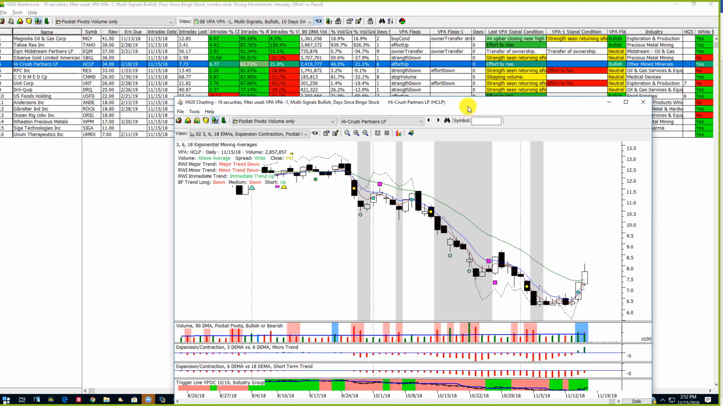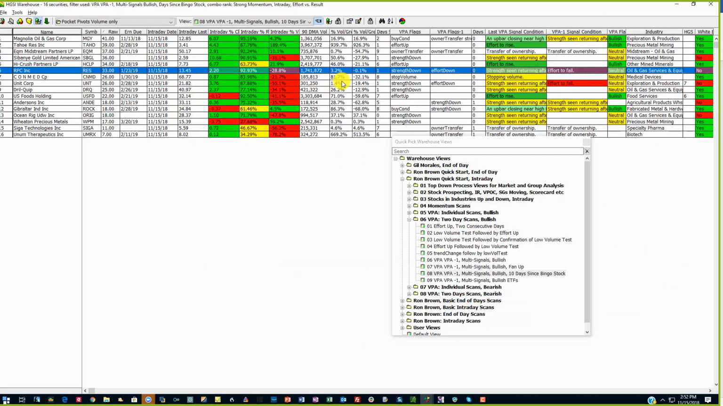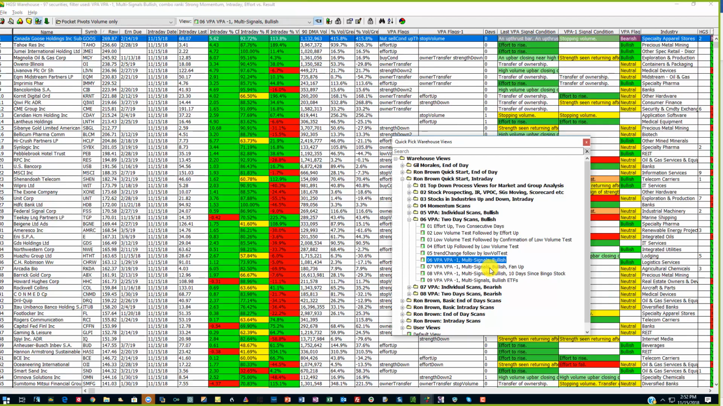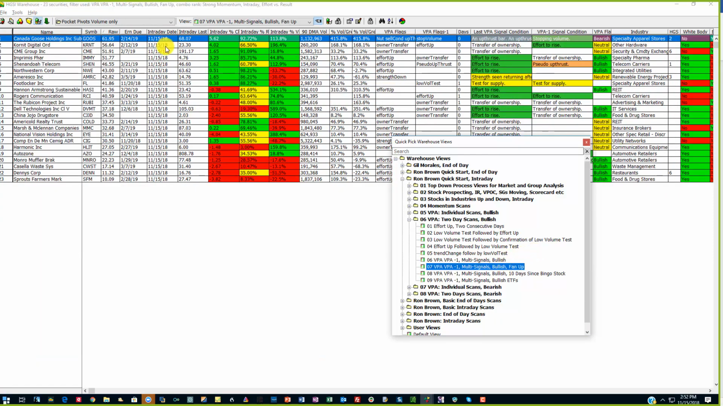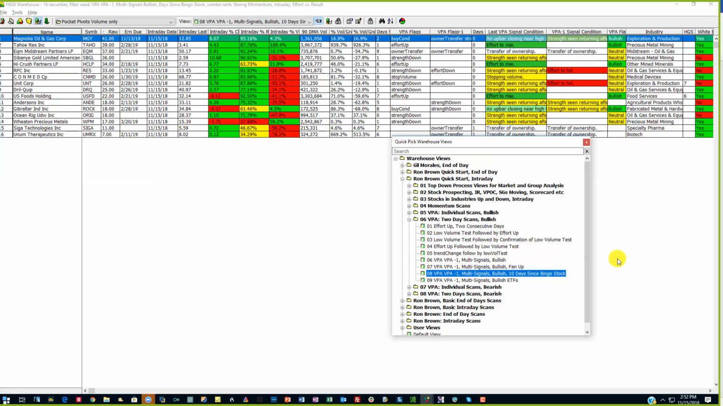This is a tough stock to trade, though, because we've seen it collapse too many times. But I'm just pointing out technique more than anything right now. So you've got three of them here. You've got multi-signals bullish if you want to look at a whole bunch of stocks. This one is a fan up, and this one is a bottom fish.